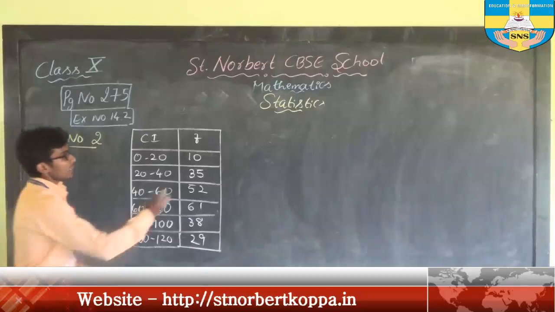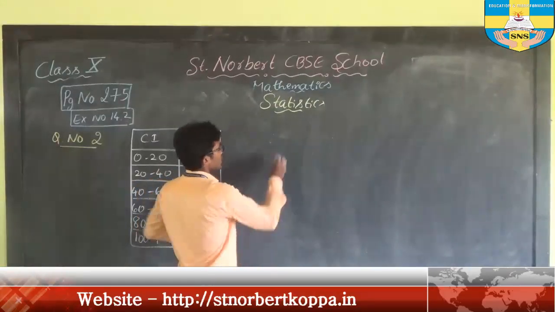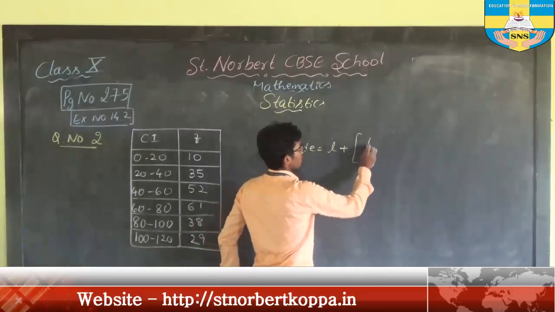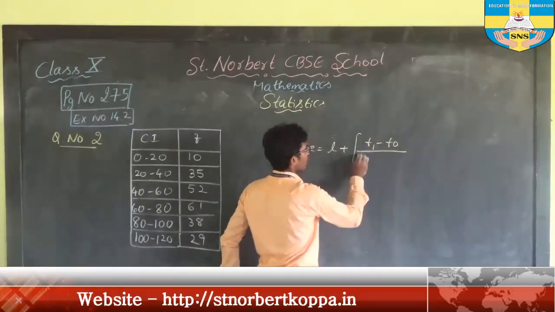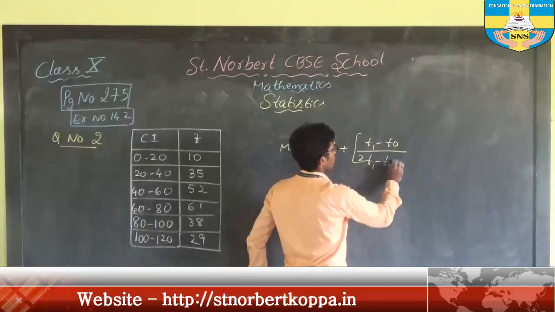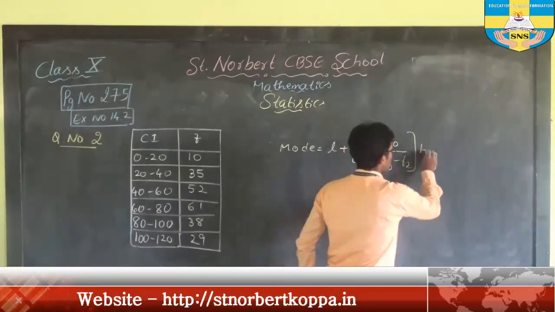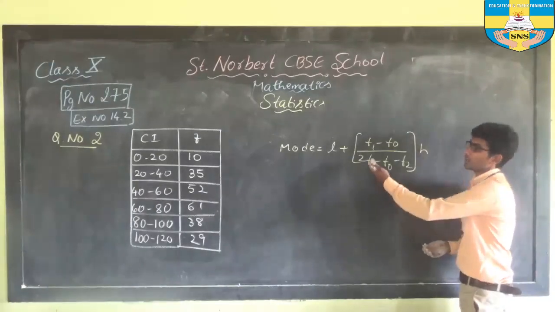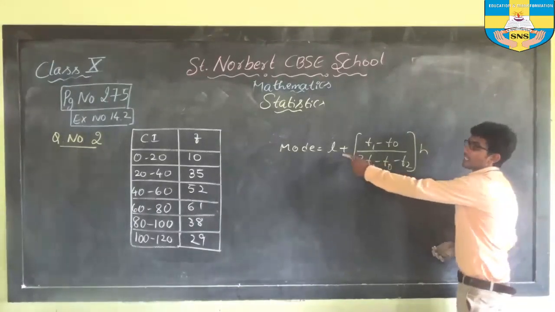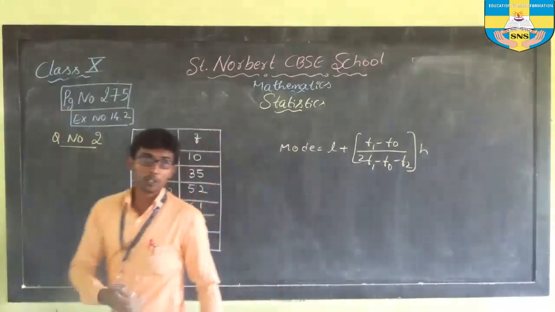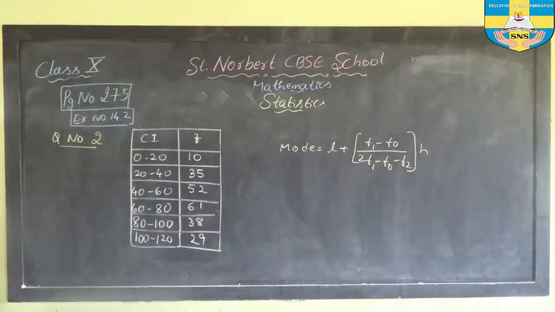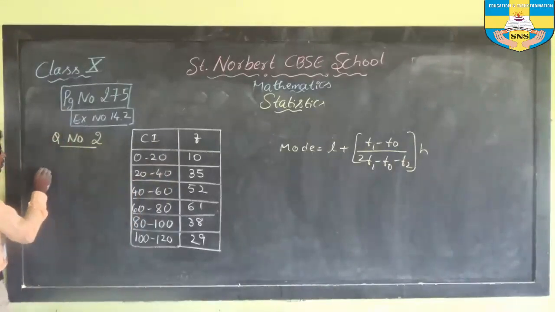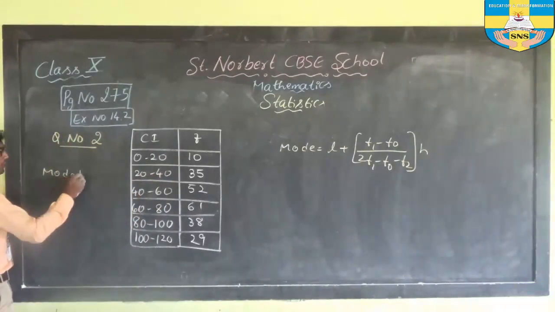Okay. Here, the formula says mode is equal to L plus F1 minus F0 divided by 2F1 minus F0 minus F2, into H. Very good, practice. If you practice by writing these formulas, then you can solve the problem. Now, before going for the calculation, try to guess the modal class. How are you going to guess the modal class? That is very important. The modal class is a very important topic.